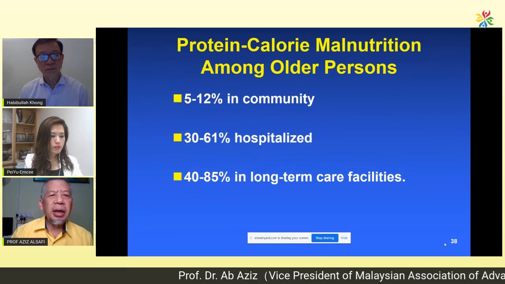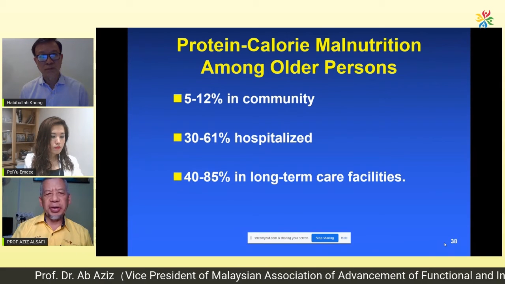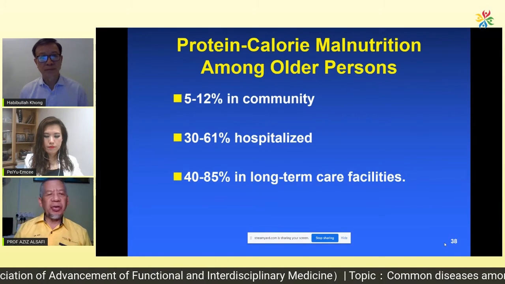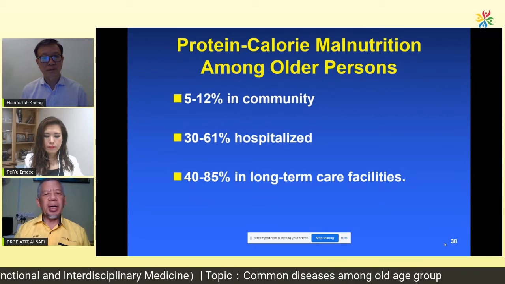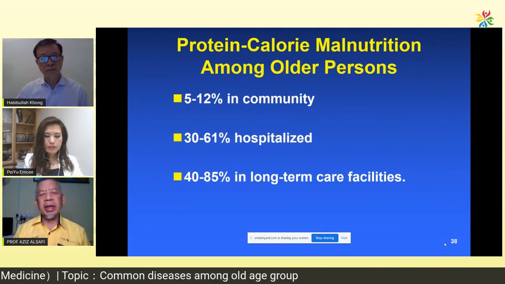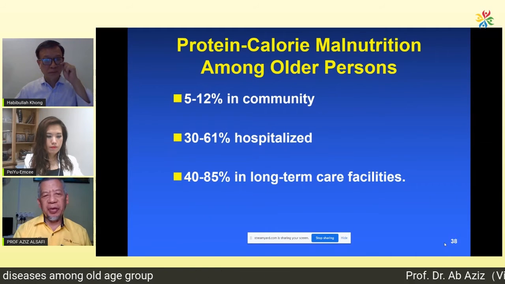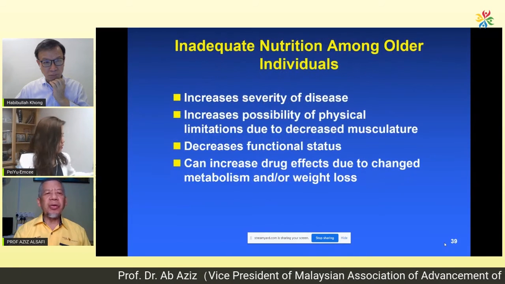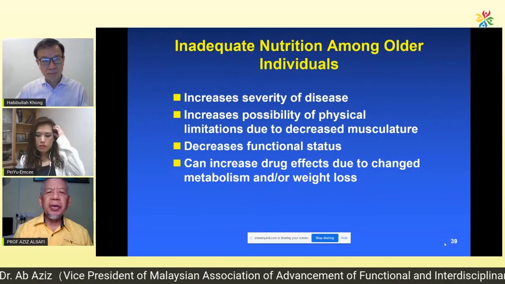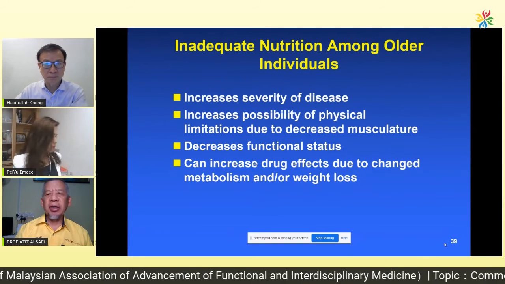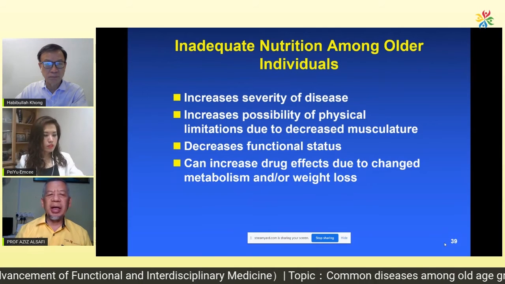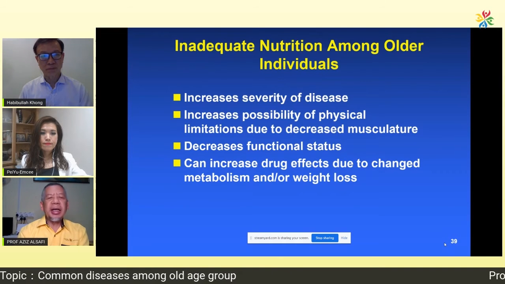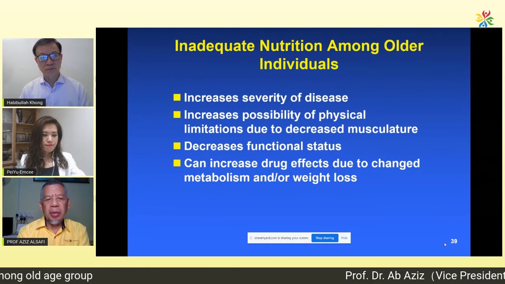Another problem with the elderly is protein-calorie malnutrition. It occurs quite commonly: 5 to 12% in the community, 30 to 61% in hospitalized groups, and even higher in long-term care facilities, up to 40 to 85%. Protein-calorie malnutrition means that they don't actually have enough food. What are the reasons for this? The reasons are increased severity of diseases, increased possibility of physical limitation due to decreased musculature, decrease in functional status, and increased drug effect due to changed metabolism and weight loss.